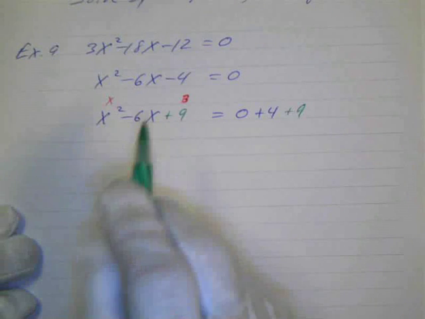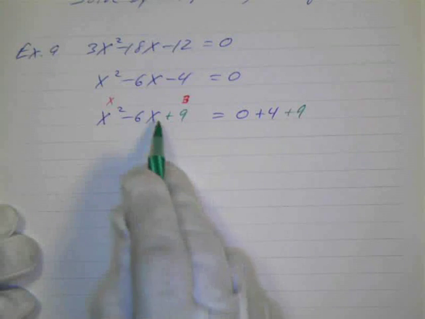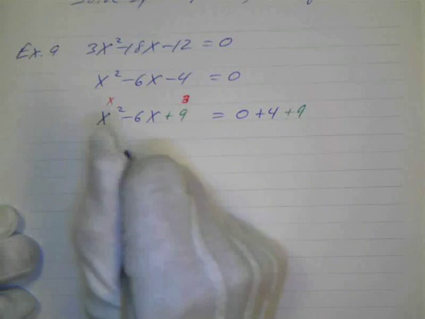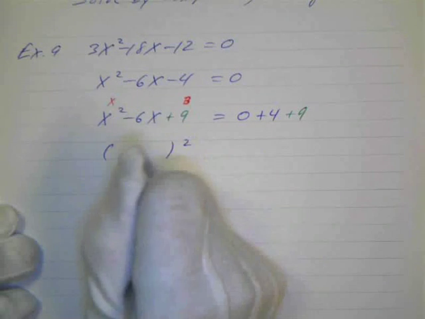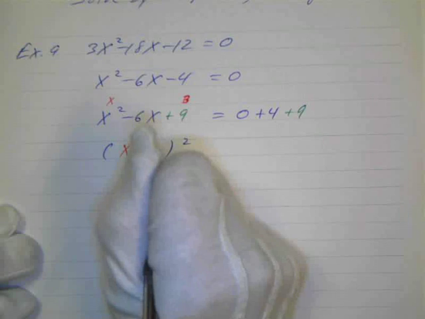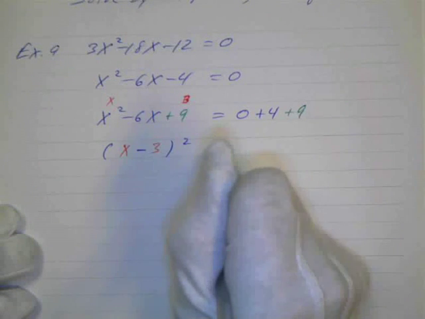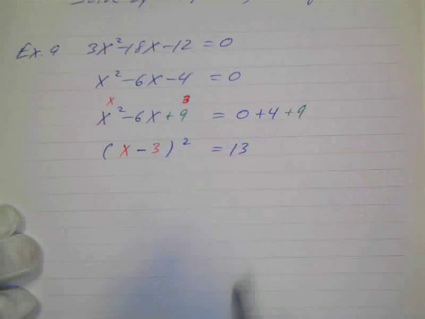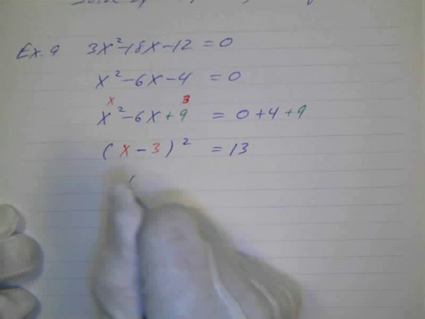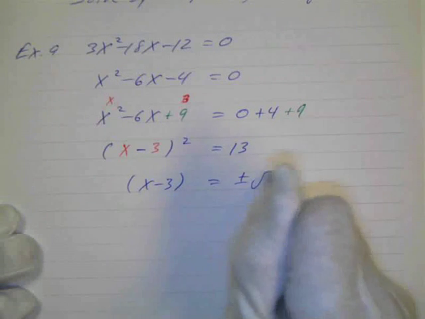Okay, better double check this here. X squared, half of 6 is 3. 3 squared is 9. I add 9 to both sides. That looks good. And now I know that the sign goes here, and my little numbers go inside. This is going to be x minus 3. And that's going to equal, and 4 plus 9 is 13. So if x minus 3 squared equals 13, I know that x minus 3 equals plus or minus the square root of 13.